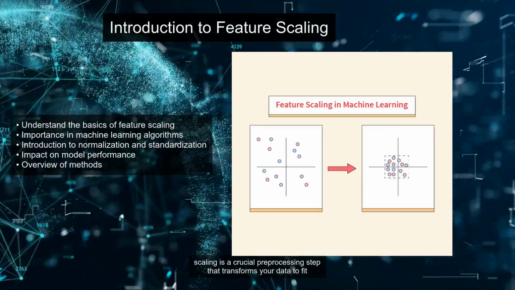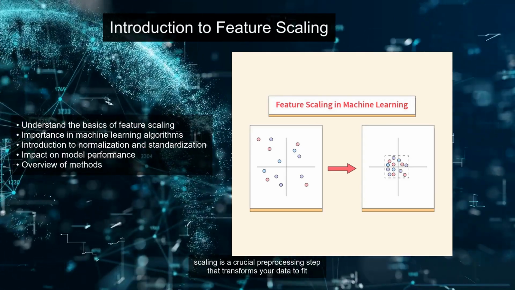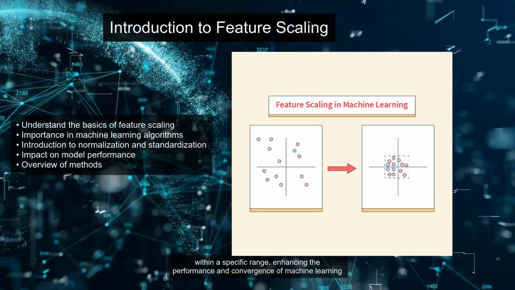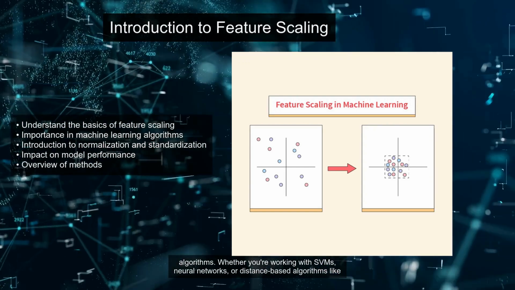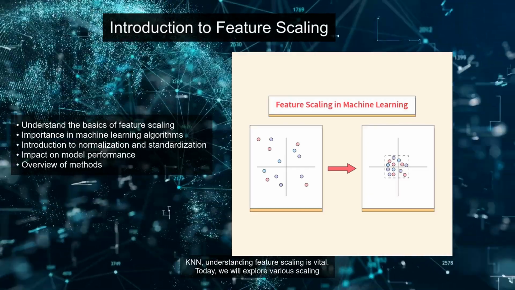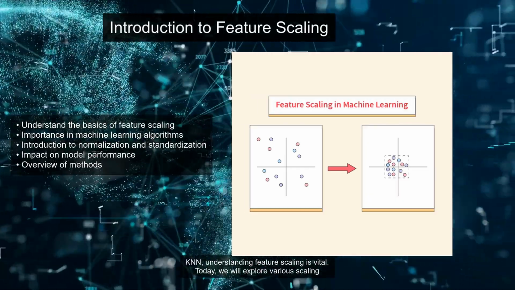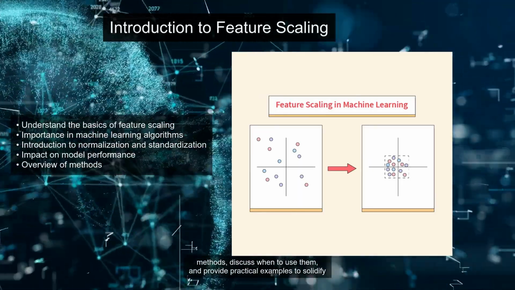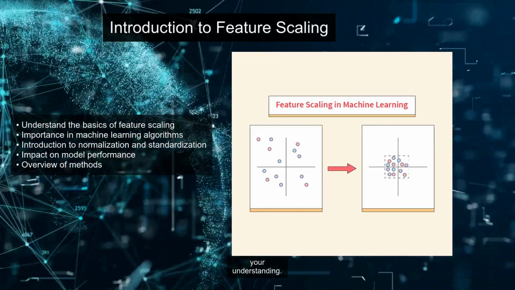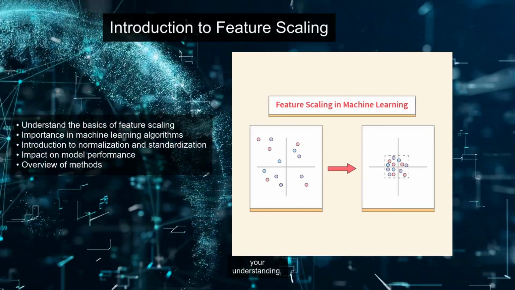Feature scaling is a crucial pre-processing step that transforms your data to fit within a specific range, enhancing the performance and convergence of machine learning algorithms. Whether you're working with SVMs, neural networks, or distance-based algorithms like KNN, understanding feature scaling is vital. Today, we will explore various scaling methods, discuss when to use them, and provide practical examples to solidify your understanding.